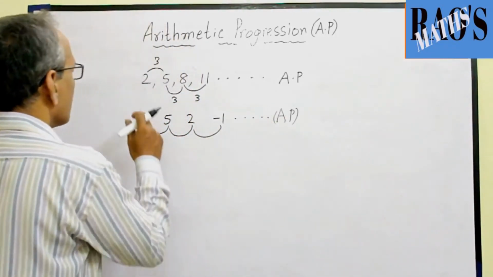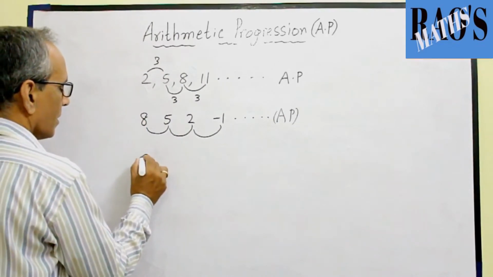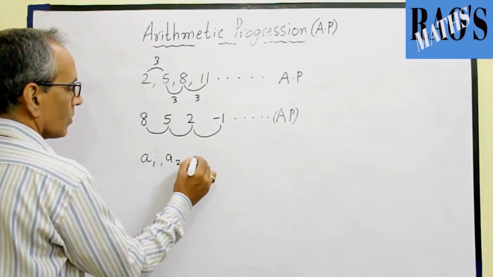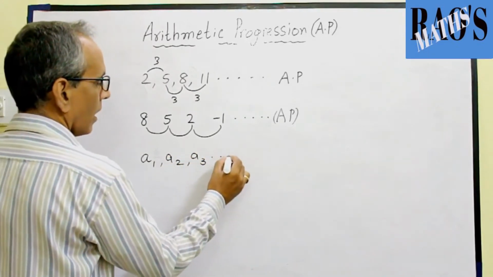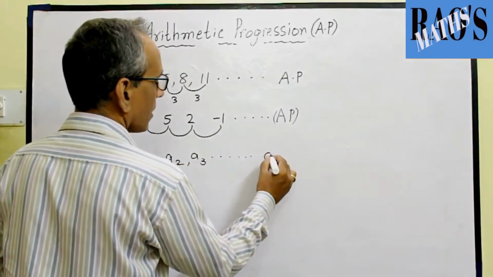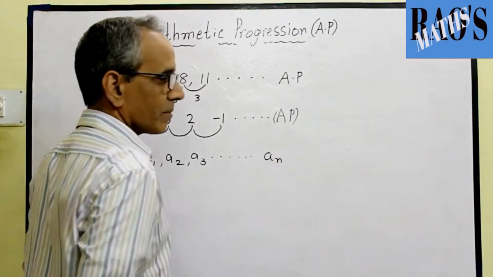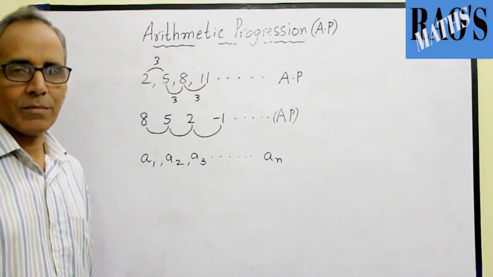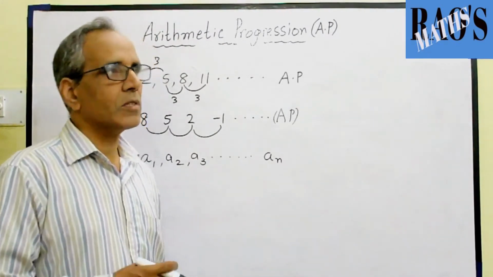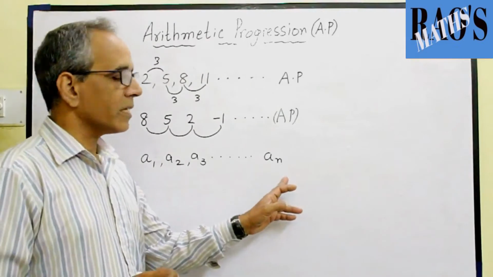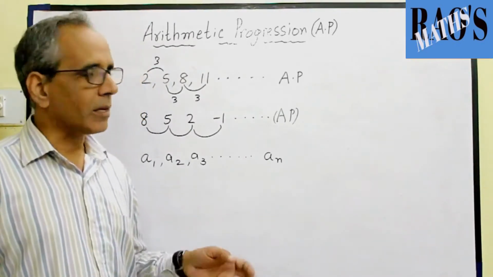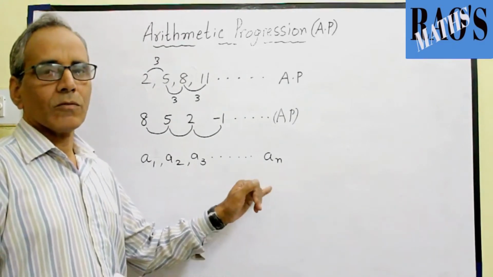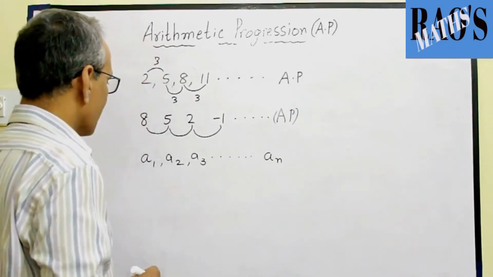In this series, if I say the first term is A1, A2, A3 and so on, the last term, the imaginary term, is n. So the nth term is always the last term or the required term. Suppose if I want the 8th term, I call it a8. If I want the 20th term, I call it a20. So the nth term is the common name for our required choice.